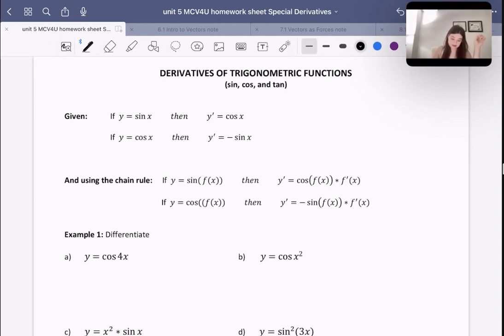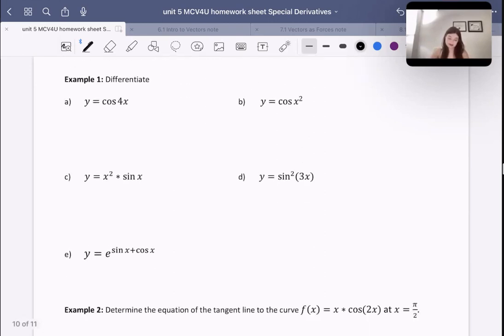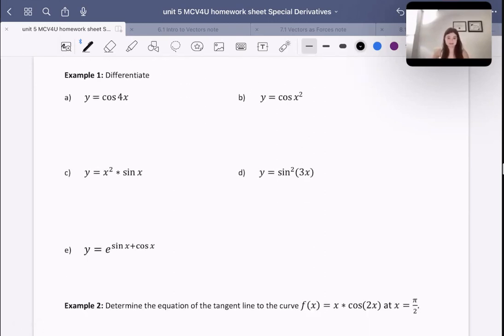Awesome. Okay, so let's start with some nice simple examples here. Number 1 says differentiate these 5 things. So the first one is cosine of 4x. To differentiate that, I'm going to say that is the same as negative sine 4x, right? Because cosine goes to negative sine when we take the derivative. And then also we must use the chain rule and multiply it by the derivative of what's inside our brackets. And what's inside our brackets is 4x. So the derivative of that is 4. So that's equal to negative 4 sine 4x.